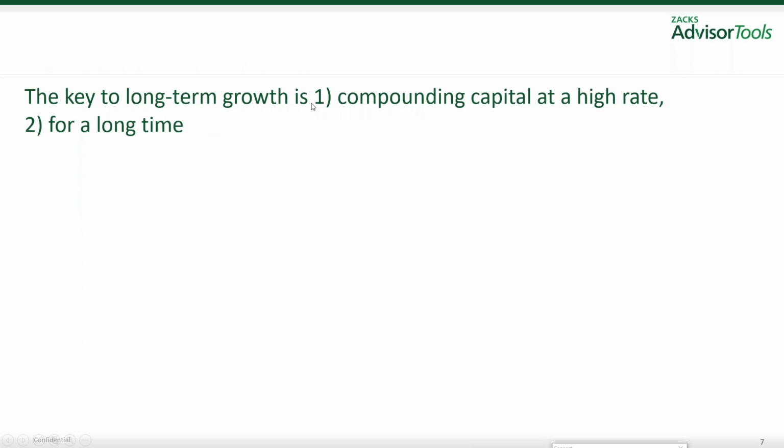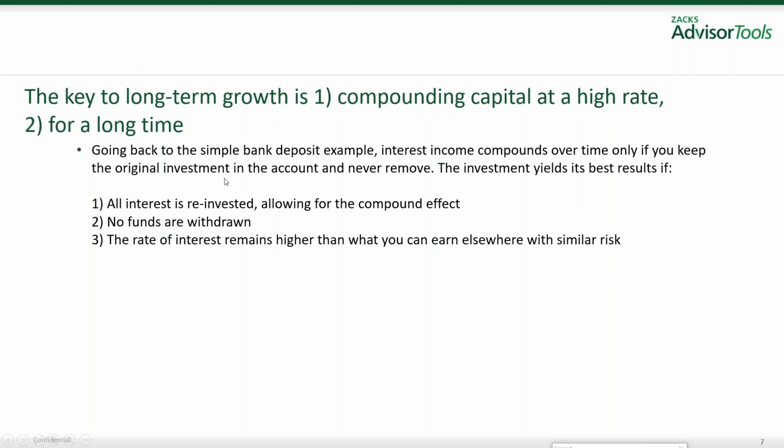So again, the key to long-term growth is compounding capital at a high rate and for a long time. So going back to our simple savings account example, interest income compounds over time only if you keep the original investment in the account and never withdraw that money. So the investment yields the best results if all interest is reinvested, allowing for the compound effect. No funds are withdrawn, and the rate of interest remains higher than what you could earn elsewhere with similar risk.